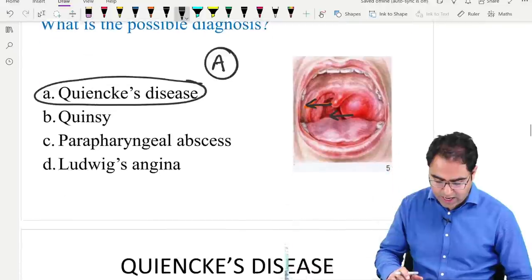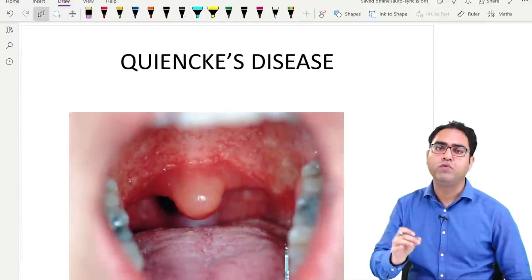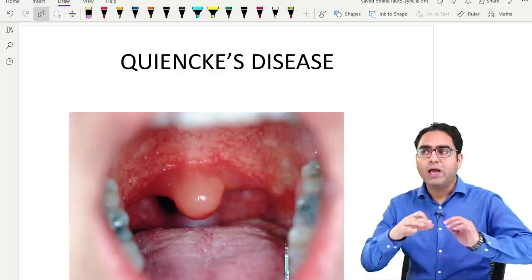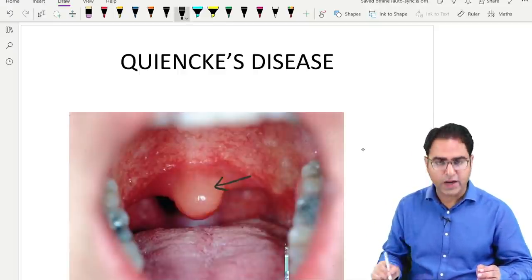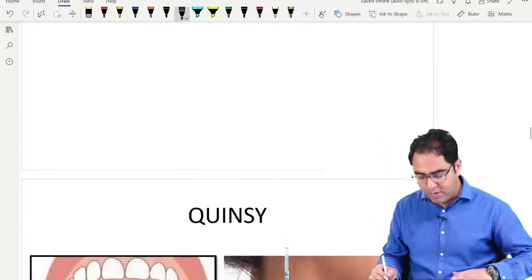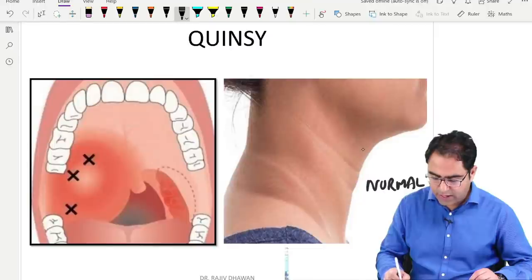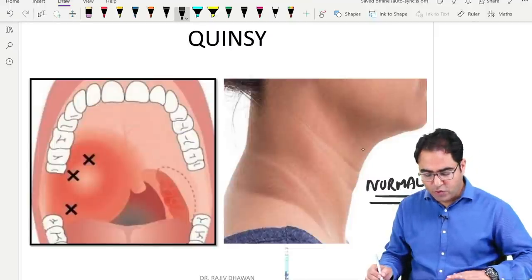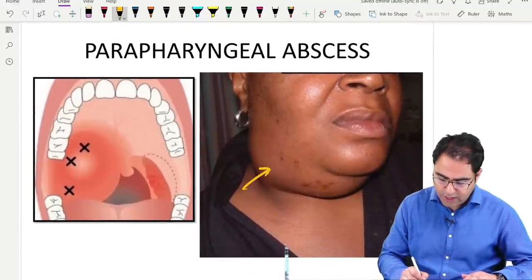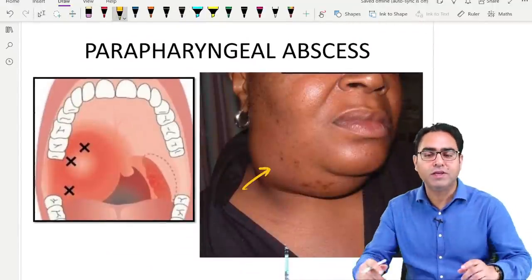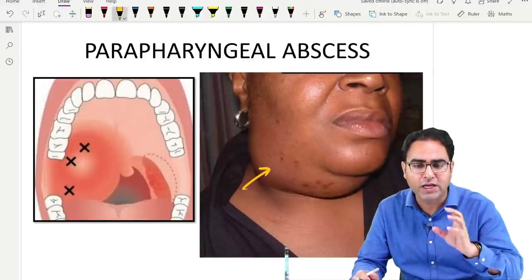Oh, what is Quincke? Quincke is nothing but angioneurotic edema of uvula, beta. Quincke is not Quinsy, beta. Quincke is just angioneurotic edema of uvula, the one you're seeing in the picture right now over here. Okay? May I remind you, in Quinsy the neck is normal. Like in this question, the neck was normal. But if Quinsy plus neck swelling is there, can you see neck swelling here? Then the answer will be parapharyngeal abscess. The famous equation, beta: Quinsy plus neck swelling is equal to parapharyngeal abscess, beta.